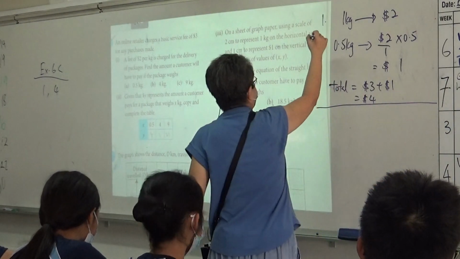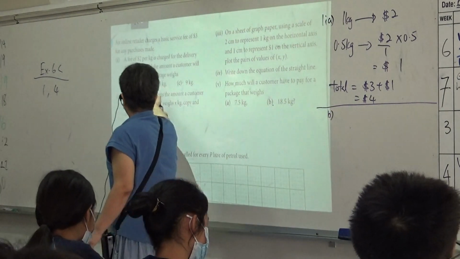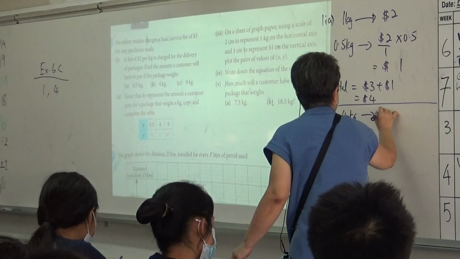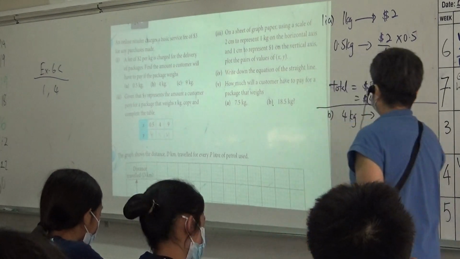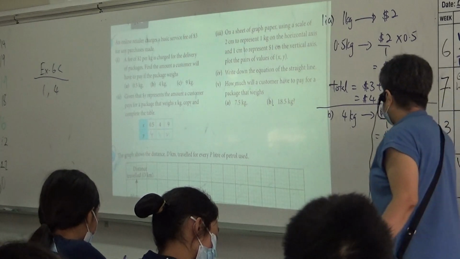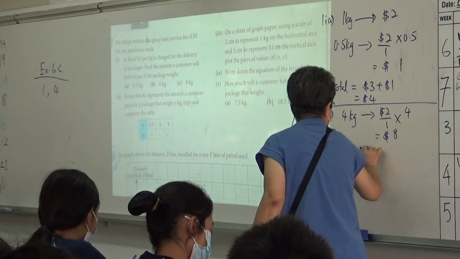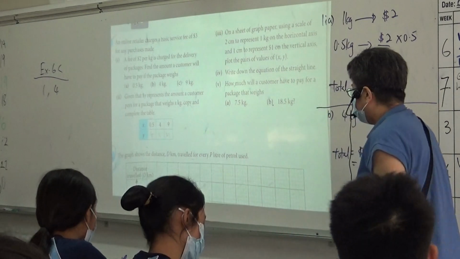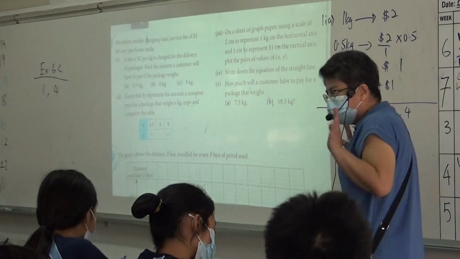Understand? Part B. What if it is 4 kilo? It will be 2 over 1 times 4, right? What's the answer? How many dollars must I pay? $8. But the total I must pay is what? 8 plus 3, right? Answer? $11. Is this correct? Okay. Do you understand so far?